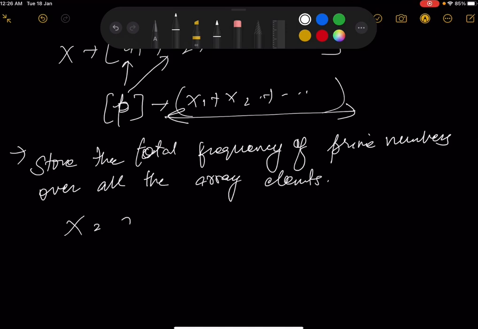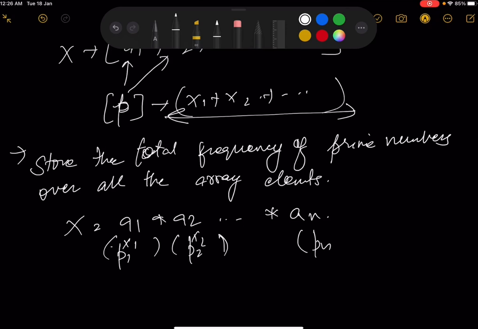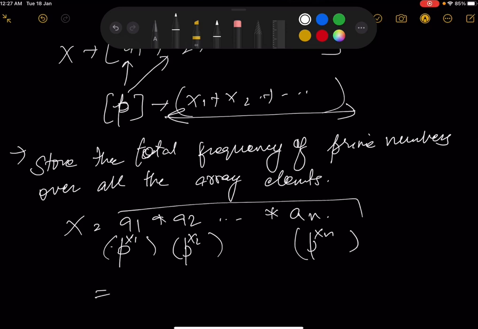Since x is equal to a1 times a2, and so on up to an. If a1 contains p1 to the power x1, a2 contains p2 to the power x2, and so on up to pn to the power xn, consider a certain prime p. If p occurs x1 times in a1, x2 times in a2, and xn times in an, then obviously in the product p will occur x1 plus x2 plus up to xn times.